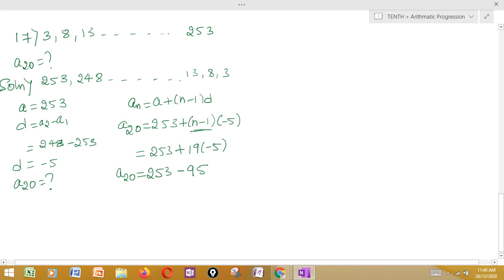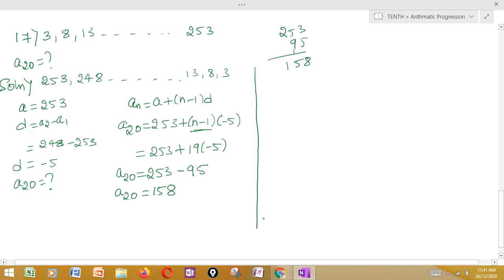Now 253 minus 19 times 5, that is 95. How much do you get when you subtract? A20 is equal to 253 minus 95. This is 158. So this is 158.